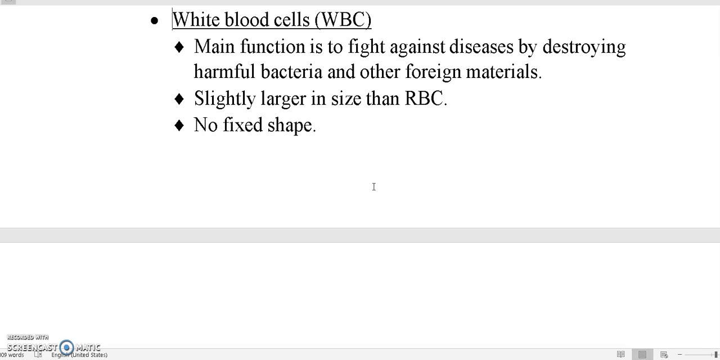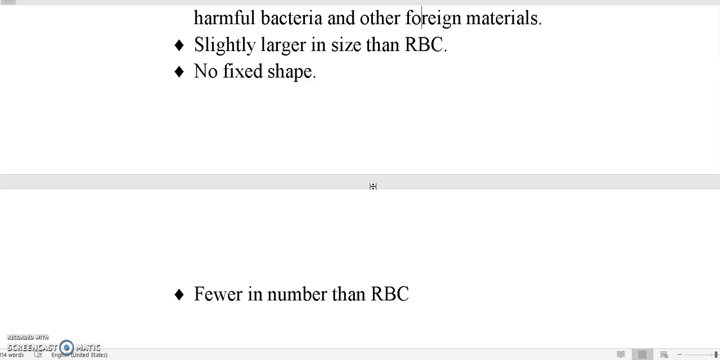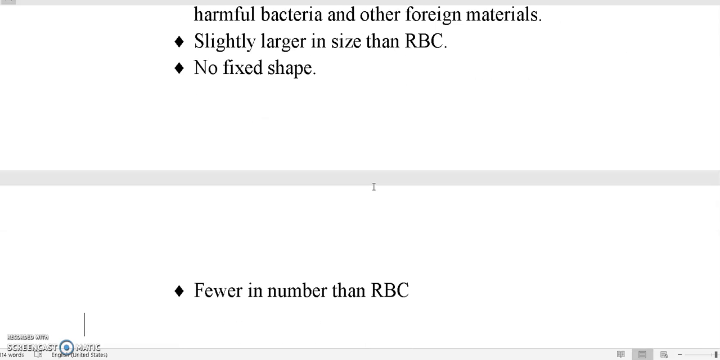So WBC need to adjust themselves according to the size and shape of the harmful bacteria so that they can fight against it. And that's why they do not have any fixed shape. In fact, they change their shape according to the harmful bacteria and harmful foreign materials, all right, so that they can fight against them. So the next thing is, they are fewer in number than RBC. So number wise they are lesser, but size wise they are larger than RBC, all right.